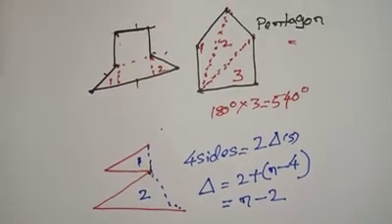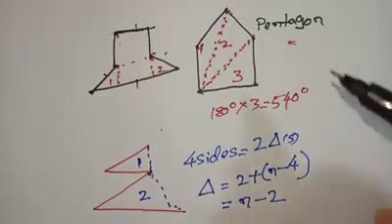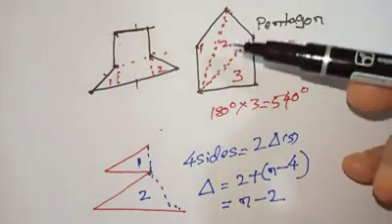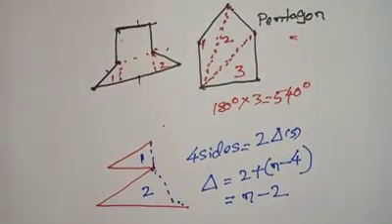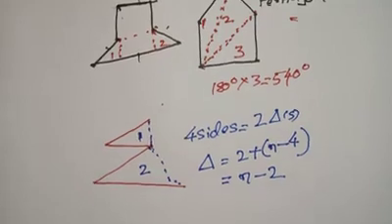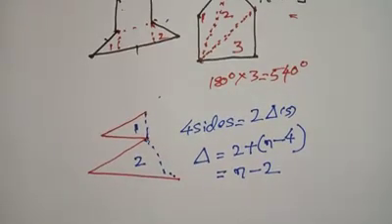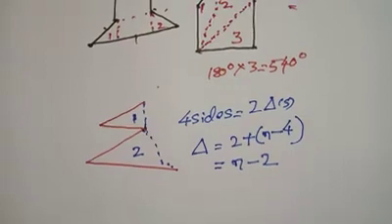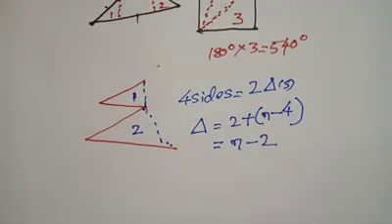With the pentagon, which has 5 sides, if we drop lines in between, we get triangles. And with 4 sides, we get 2 triangles, so it also leads to n minus 2. What eventually is the result of that?